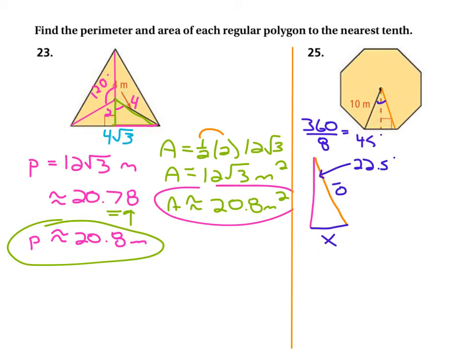And what can we use? Since we have a right angle here, we can use trigonometry. Compared to that angle, which 2 sides are we dealing with? We're dealing with the opposite side, which is x, and the hypotenuse. What uses opposite and hypotenuse? That's sine. So we can write sine of 22.5 equals opposite x over hypotenuse 10. Multiplying both sides by 10, we get 10 times sine of 22.5 equals x.